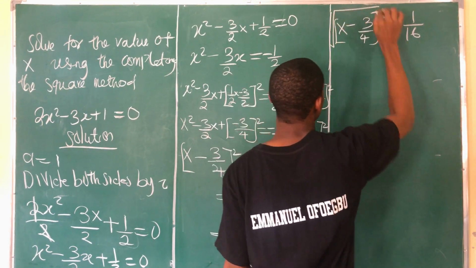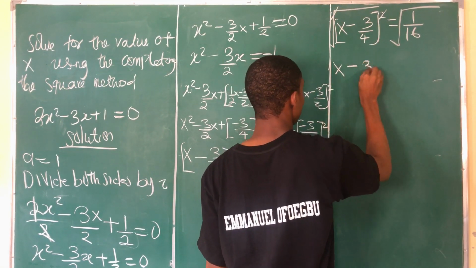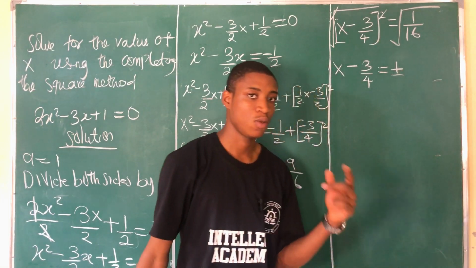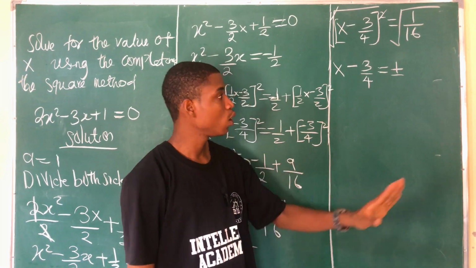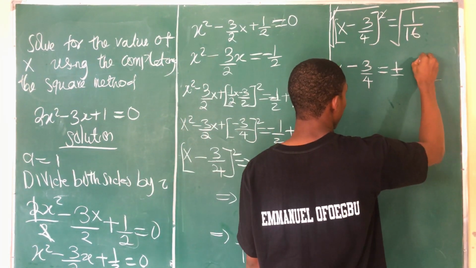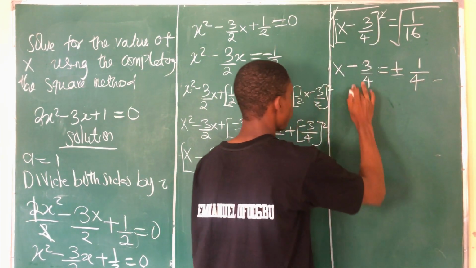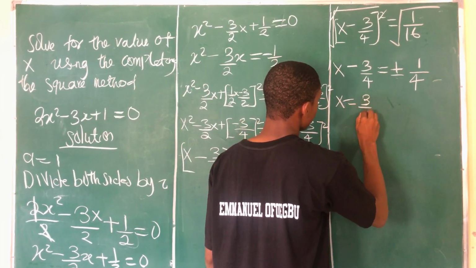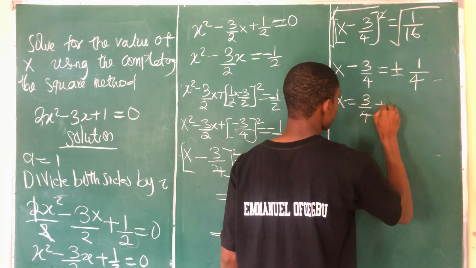The next step is to take the square root of both sides. This will cancel this. You have x − 3/4 equal to plus or minus. The importance of this plus or minus was emphasized in the first sample problem. We should just know this at this step. The square root of 1 is 1, and the square root of 16 is 4. So we make x the subject: x is equal to 3/4 when you move −3/4 to the other side, plus or minus 1/4.